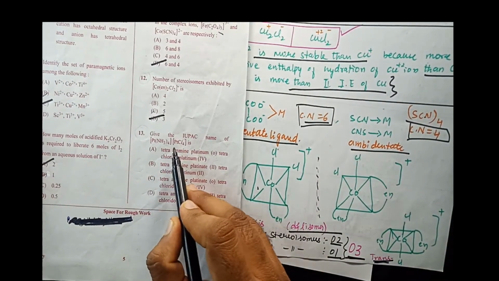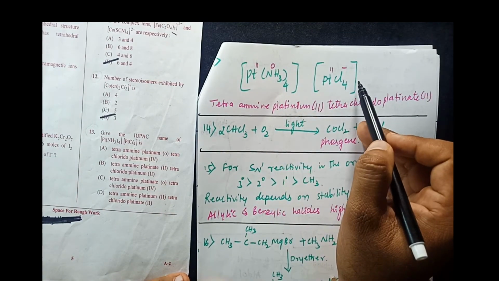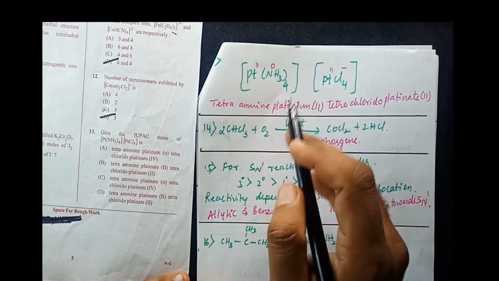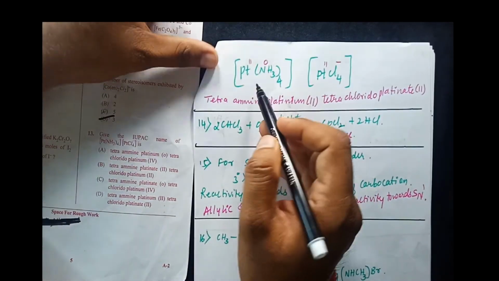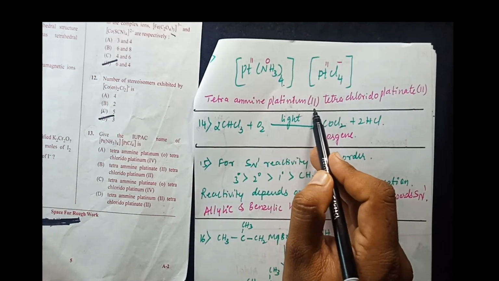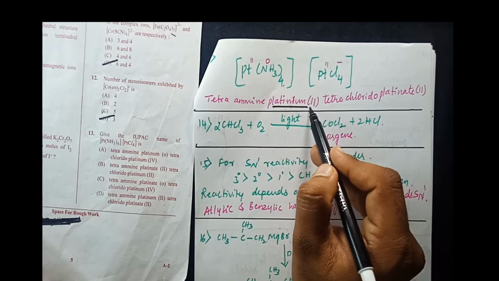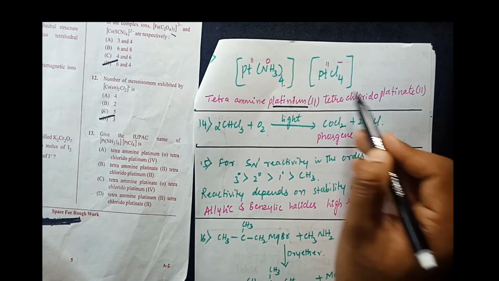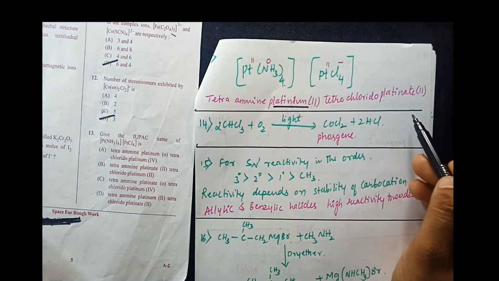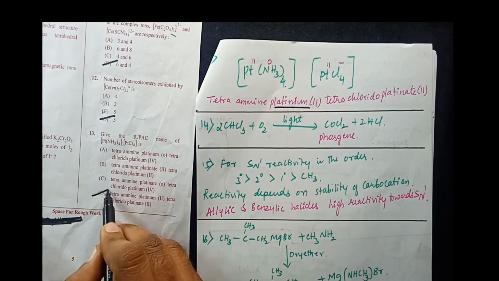So the next one is: give the IUPAC name of [Pt(NH3)4][PtCl4]. Look here friend, this is a cationic complex and this is an anionic complex. NH3 is a neutral ligand, so here platinum has +2 oxidation state. So tetraammineplatinum(II); I wrote platinum because it is a cationic complex. Platinum(II), tetrachloridoplatinate, because this is an anionic complex, platinate(II) ion. The option here is D.